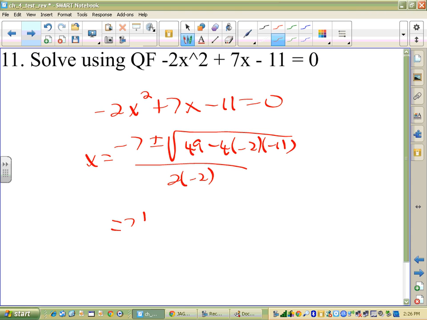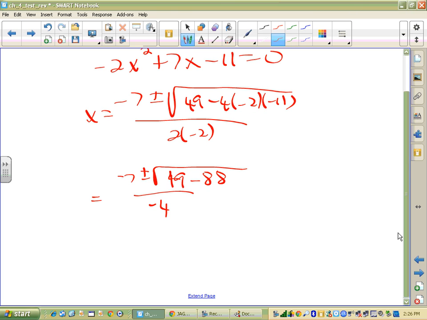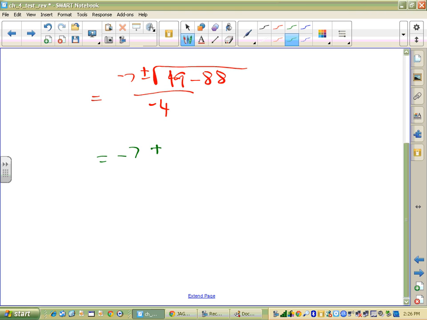So that's 7 plus or minus the square root of 49 minus 88 over, that's still negative 7. What happened to my negative? Over negative 4. So I get negative 7 plus or minus the square root of negative something. I guess that's negative 39 over negative 4. That was a 49. 7 squared. So then we get negative 7 plus or minus i rad 39 over negative 4.